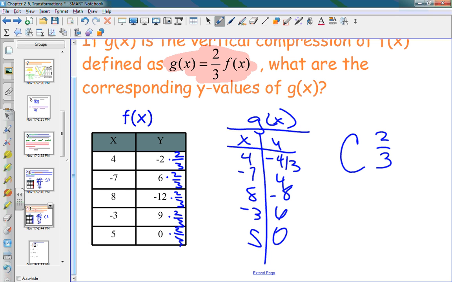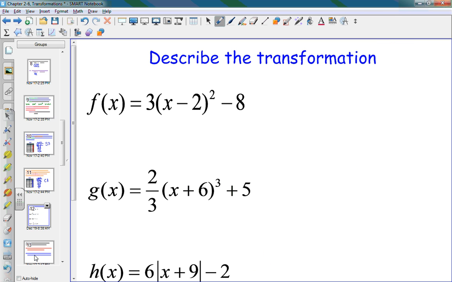Okay, well that's excellent because now I'm going to come to this page right here. And you are going to read these functions from left to right. You're going to tell me what each number does to this function, because they're all one of our families. How many different types of families do we have right now? 4. What's the first family?